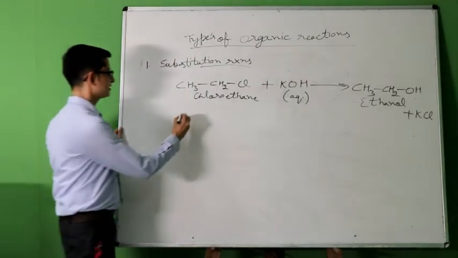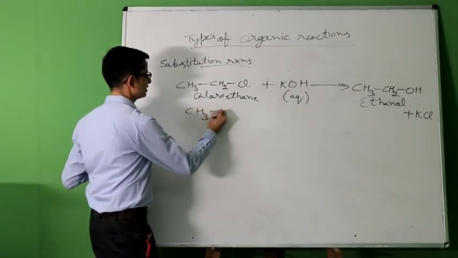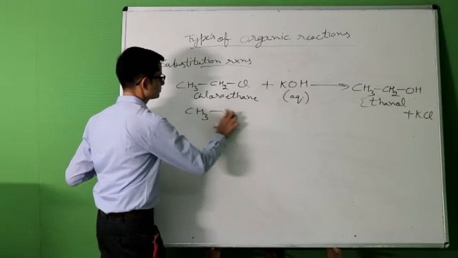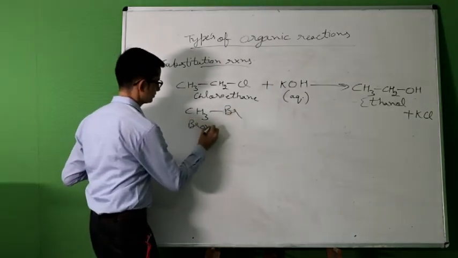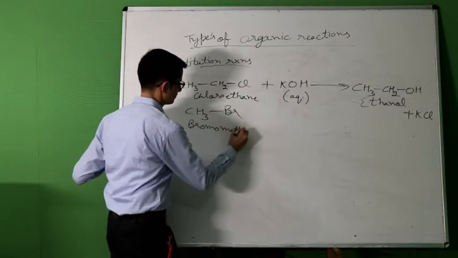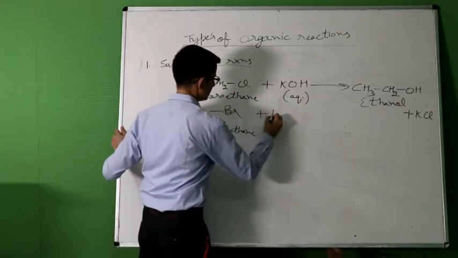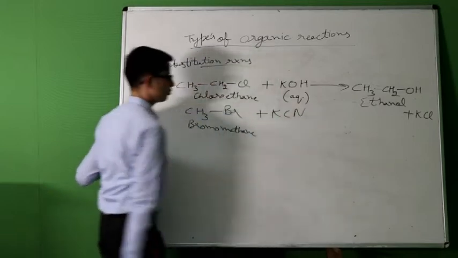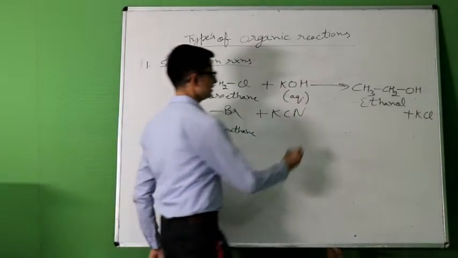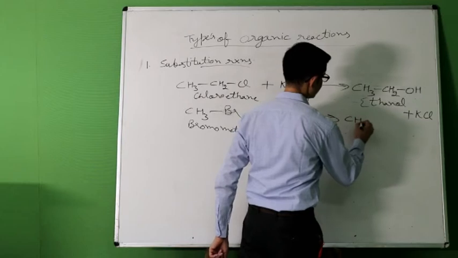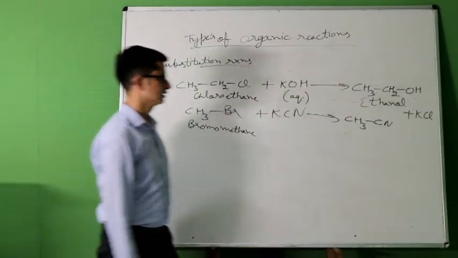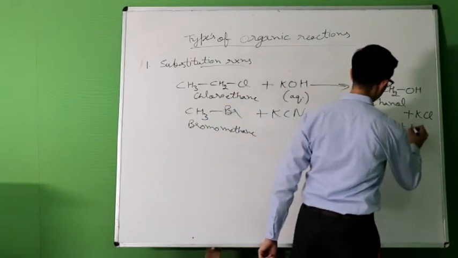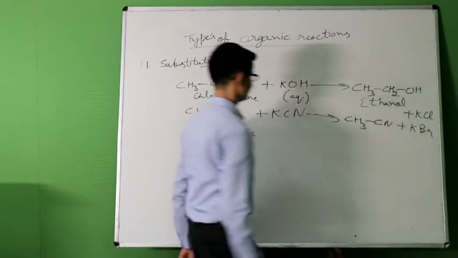Another example of this: let's say this is bromomethane. If it reacts with potassium cyanide, then it forms CH3CN, this is cyanomethane, plus formation of the side product, that is KBr.